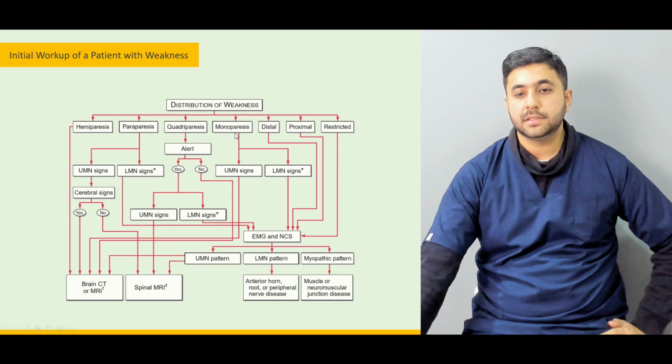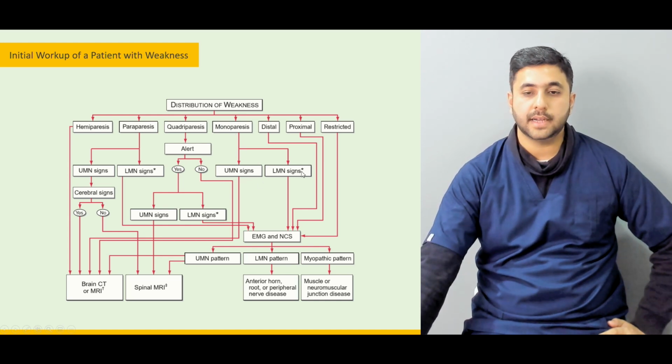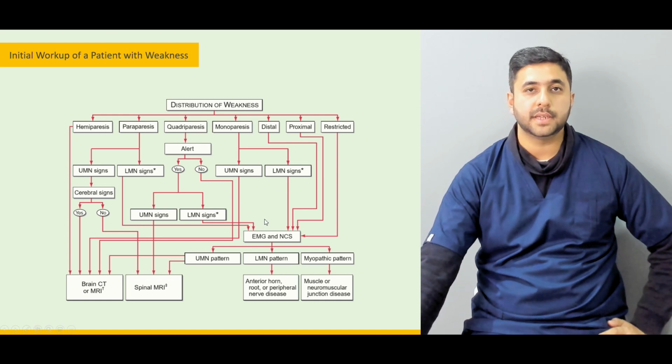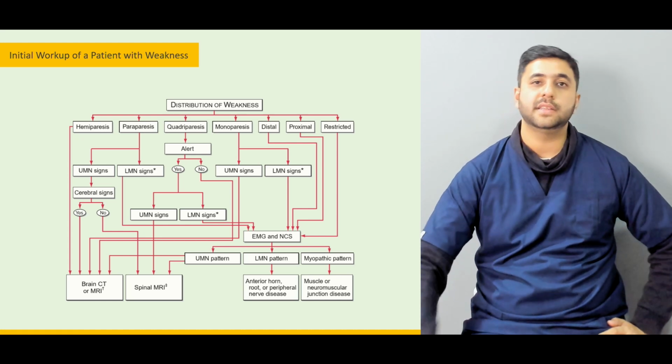If there is a monoparesis, where one area is being affected, whether upper motor neuron signs or lower motor neuron signs are present: if upper motor neuron signs are present, you go all the way to the brain CT or MRI. If we have lower motor neuron signs on examination, you do an EMG and NCS. For every lower motor neuron sign, the first step is electromyography and nerve conduction studies. They can give you a very good indication of whether the problem is at the level of the anterior horns, the peripheral nerve, the neuromuscular junction, or whether the muscle itself is involved.